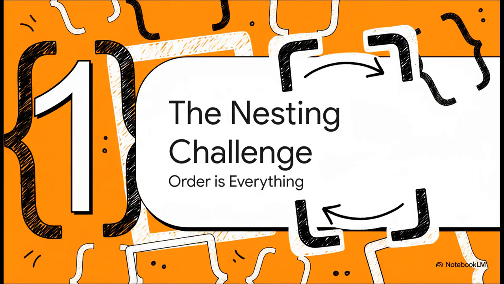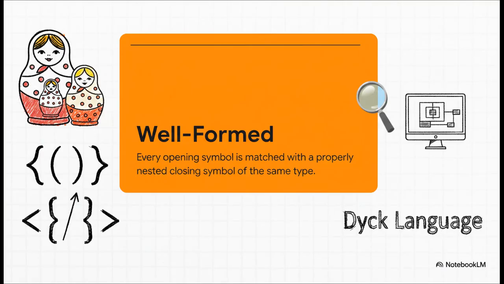And that gets us to the heart of the problem. It isn't just about counting characters, no. It's all about the nesting. The order in which things open and close, well, that's everything. So let's put an official name on it. A string of brackets is well formed if every single opening symbol gets closed by the right kind of symbol in the right order. The Russian doll analogy you see here, it's perfect. You can't close the big outer doll if you haven't closed the little one inside it first. It's the exact same logic. You know, this concept is so important in computer science, it even has a fancy name, the Dyck language. But all you really need to remember is that nesting is king.